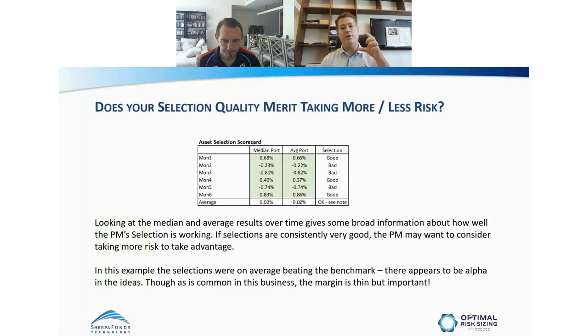If we look at this on average over the course of those 6 periods, using that scorecard that we've just tracked through, his picks had some information. On average, his picks beat the benchmark. We're not talking about a huge margin, but again, this is a game of inches. This doesn't tend to be a game of home runs. So on average, we can say his selection wasn't great, but it was pretty good.